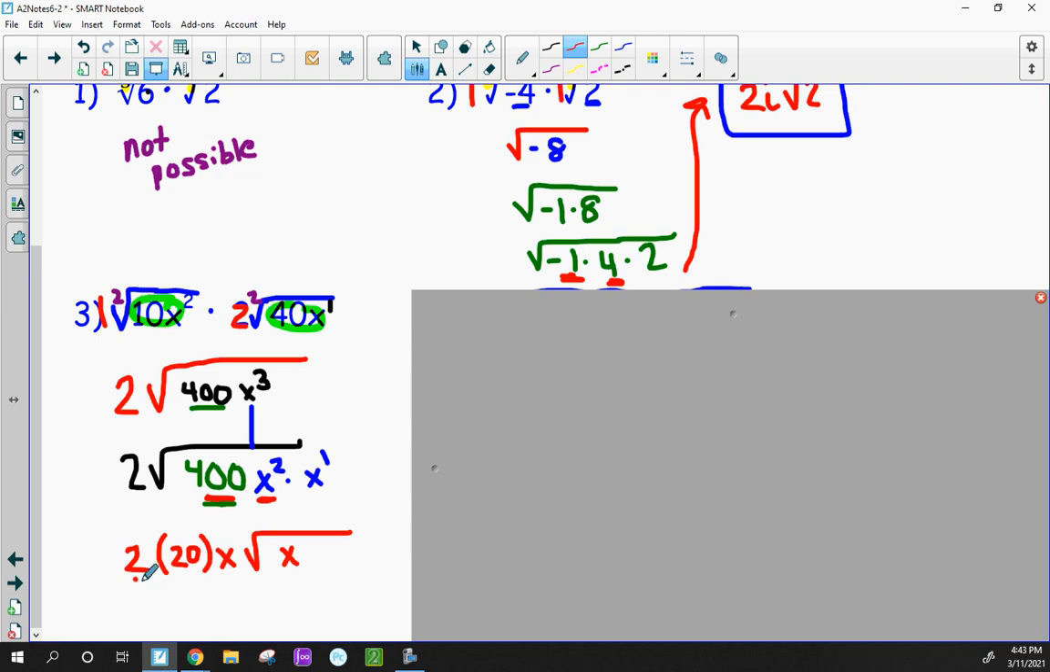And then, of course, don't leave me hanging there. You always want to simplify numbers. So 2 times 20 is 40. So this is 40x times the square root of x. And that is the simplified radical answer.